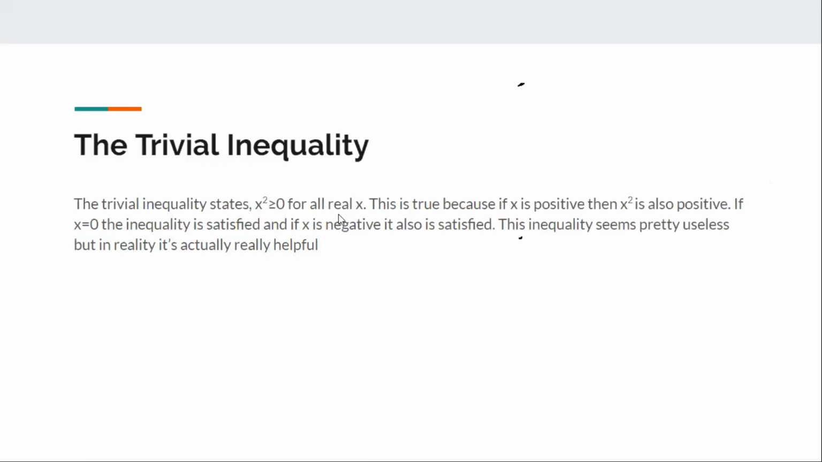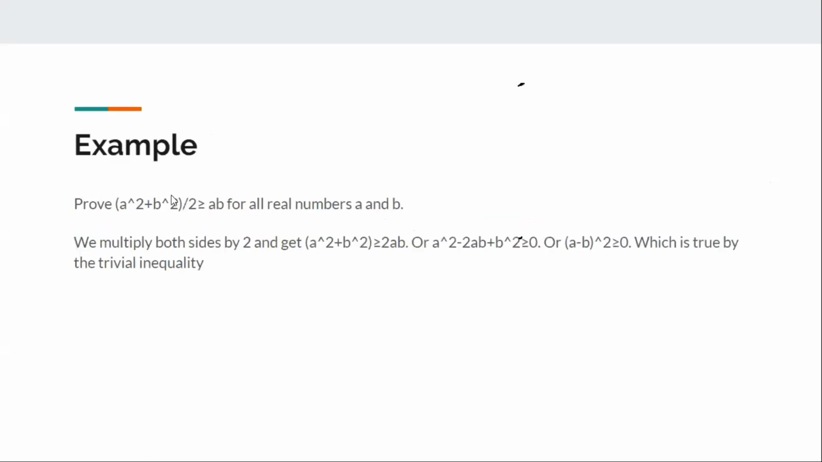This inequality seems pretty useless because it's pretty trivial, but in reality, it's actually really helpful. I've seen this in many proofs mainly. So like this, for example, prove (a squared plus b squared) all over 2 is greater than or equal to ab. So for all real numbers, the trivial inequality only works for all real numbers.